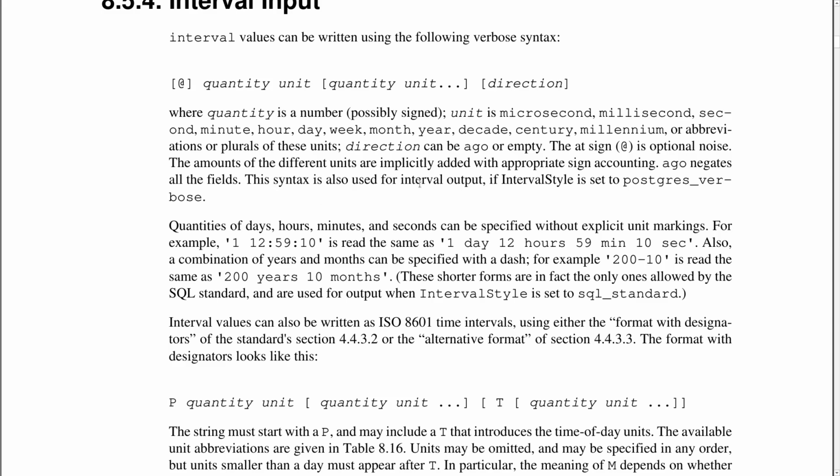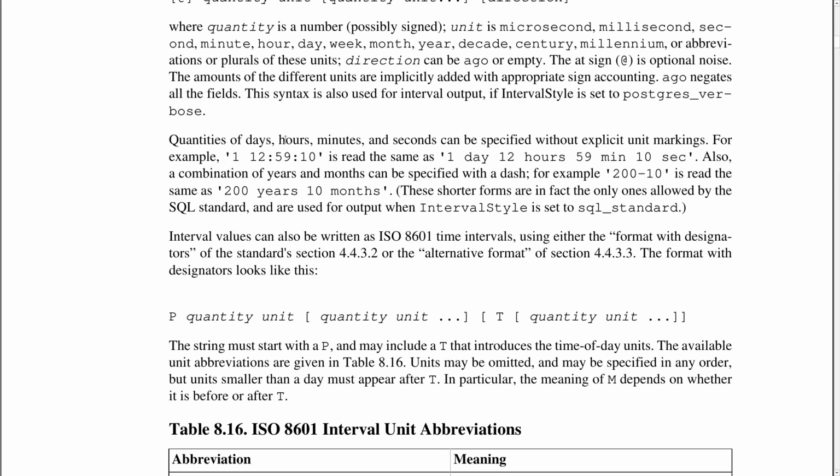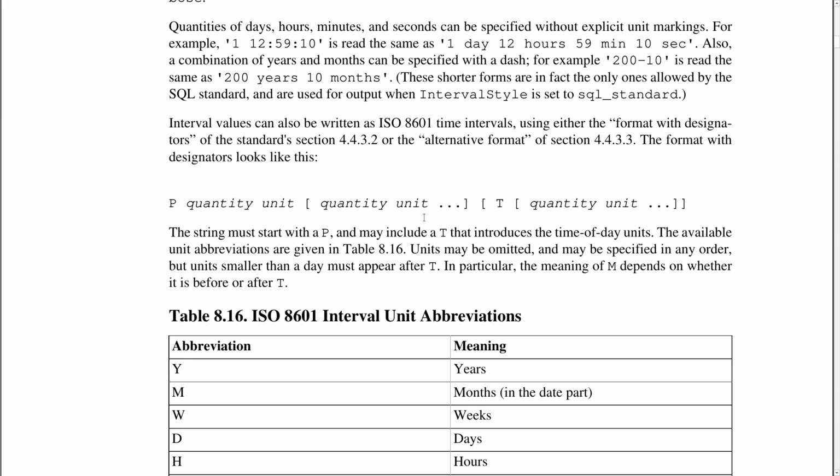This syntax is also used for interval output if interval style is set to postgres_verbose. Quantities of days, hours, minutes, and seconds can be specified without explicit unit marking. For example, '1 12:59:10' is read as 1 day 12 hours 59 minutes 10 seconds. Also, a combination of years and months can be specified with a dash. For example, '200-10' is read as 200 years 10 months. These short forms are in fact the only ones allowed by the SQL standard and are used for output when interval style is set to sql_standard.